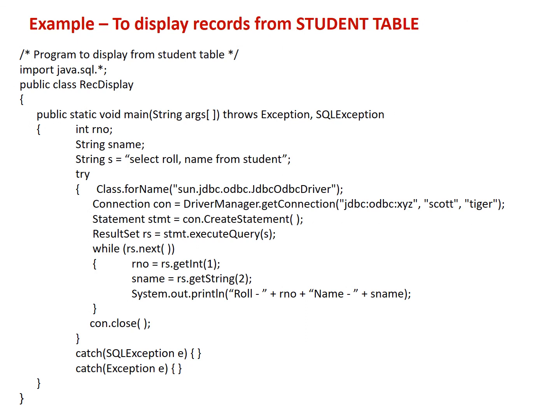Here is the program which displays the records from the student table. This particular program will read the records from the student table, assign all those records to the ResultSet rs, and after that, by using the while loop, it will display these records one by one on the screen.